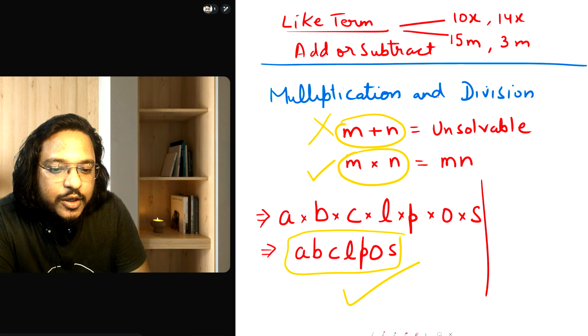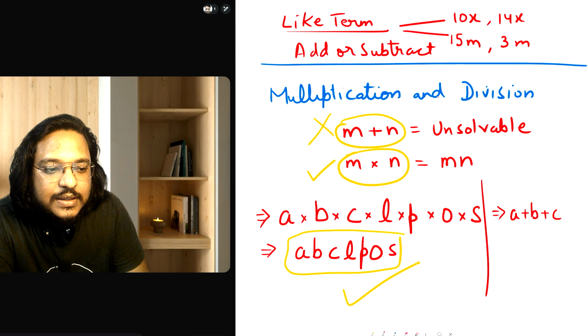This is totally possible. However, if I had given you the same question, but I had asked you to add them, A plus B plus C plus L, forget about these three, let's only add these four. The answer is unsolvable.